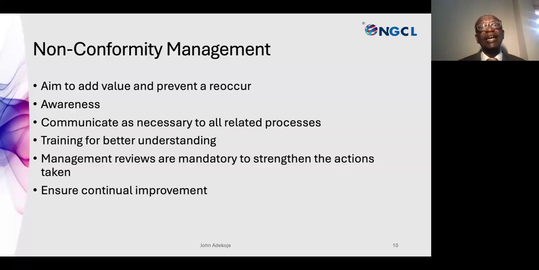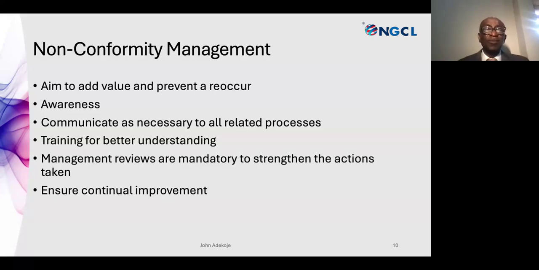Number 3 is to communicate as necessary to all related processes. Anyone that is related to that non-conformity that has been identified across the organization needs to know so that they will learn from it, continue to put an eye on it, and create opportunity for improvement, right? If it is necessary, training can be organized for better understanding so that everything will be on the tips of the fingers.